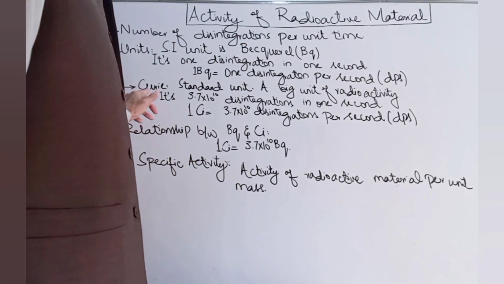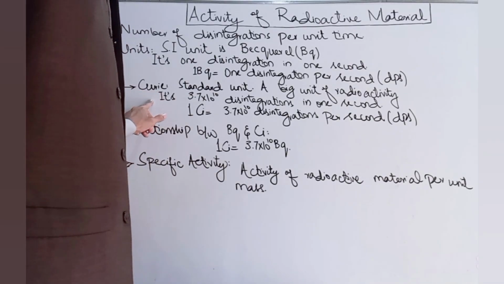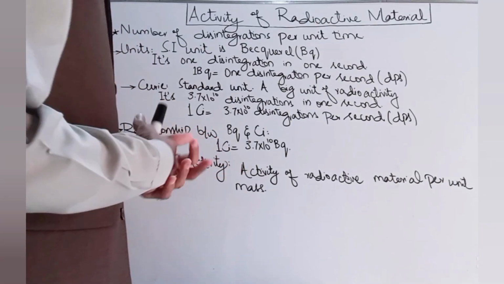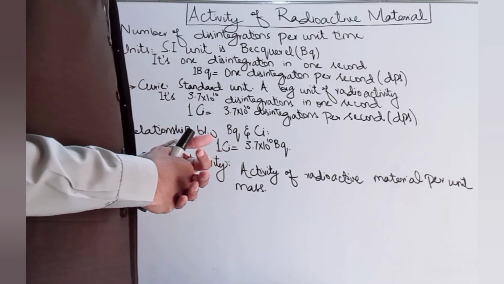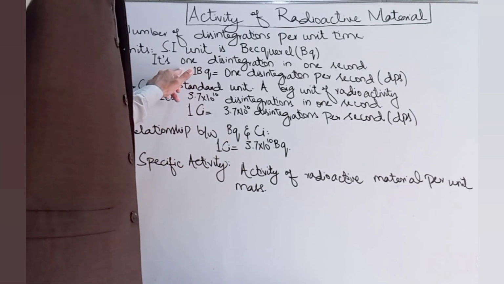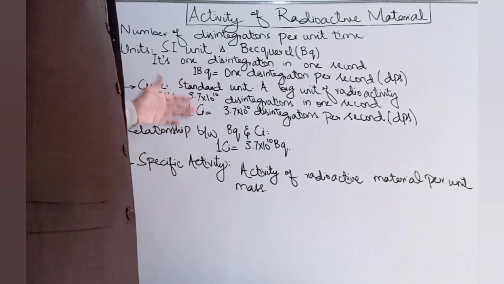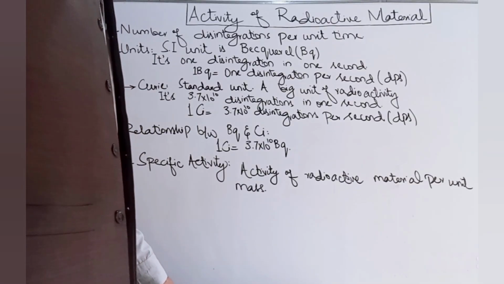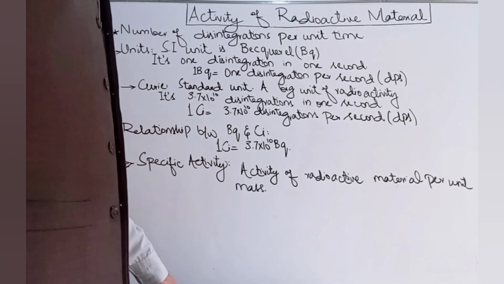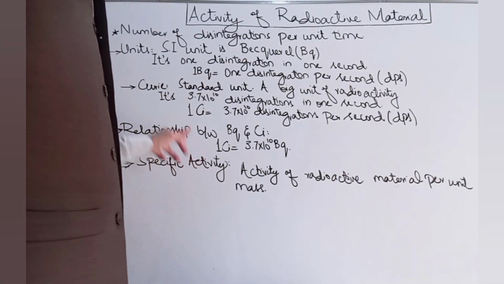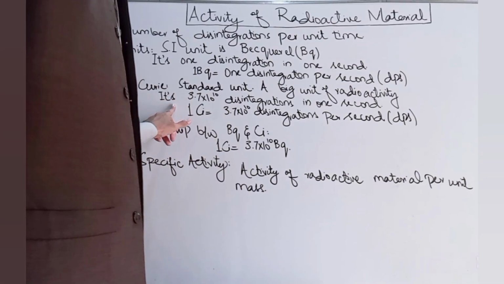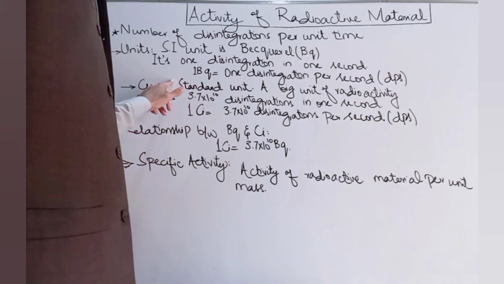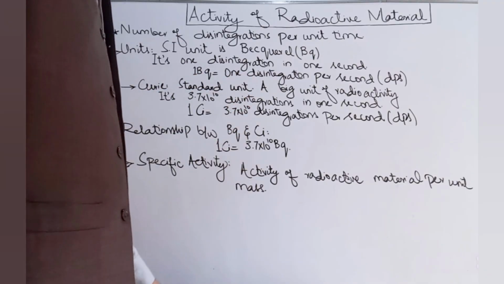The other unit of the activity of the radioactive material is the Curie. Curie was also a scientist, a student of Henry Becquerel, and she discovered many radioactive elements after the discovery of radioactivity. So, to give credit to Curie, the other unit of activity was named the Curie. It's the standard unit of the activity of radioactive material, and it's a big unit.